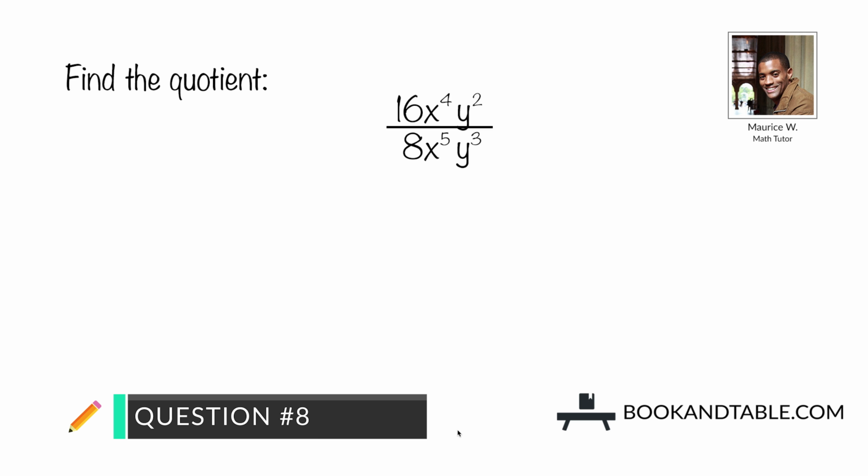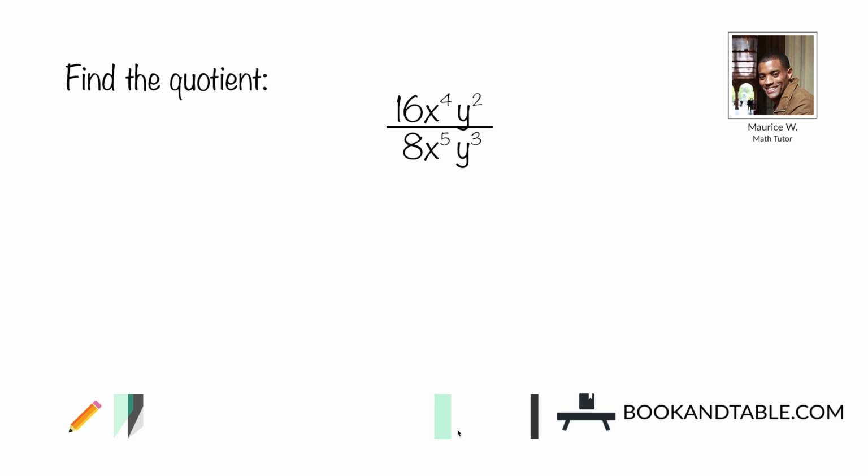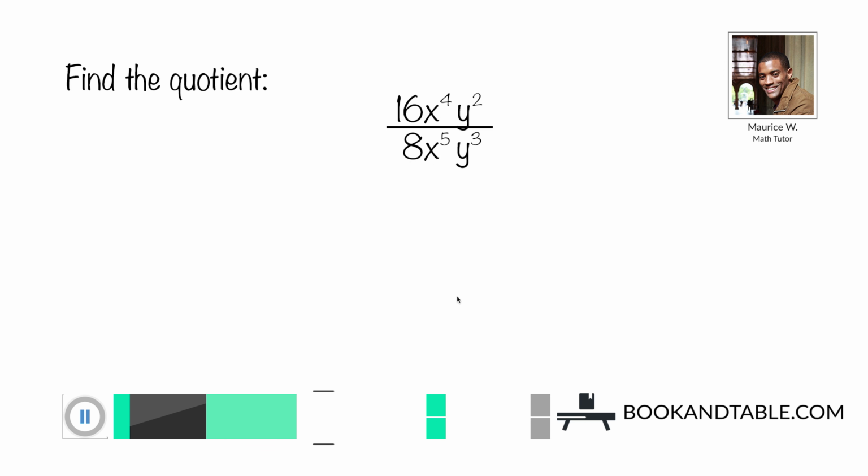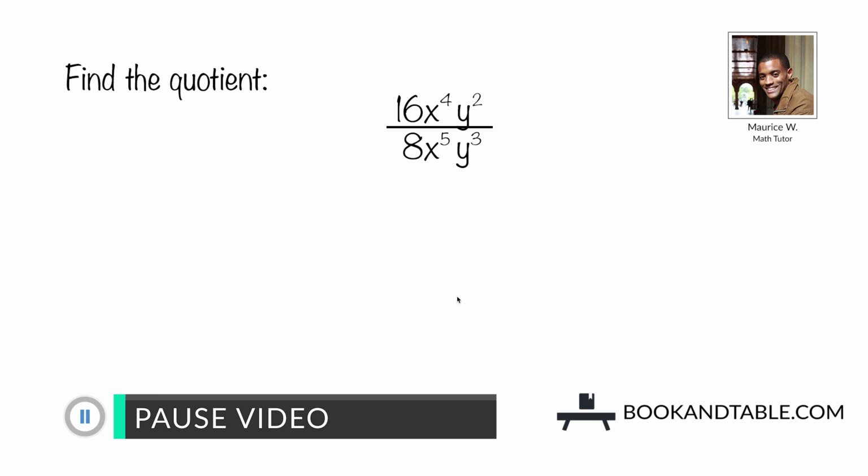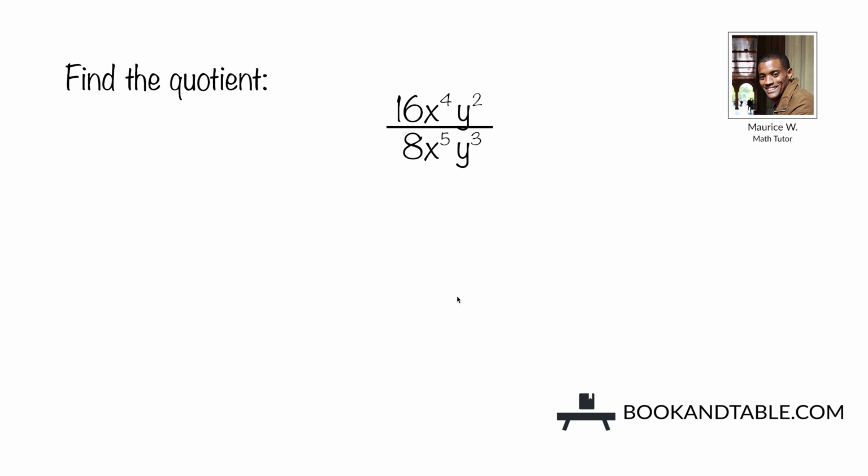Question number 8. Find the quotient. 16 x to the 4th y squared divided by 8 x to the 5th y to the 3rd. Pause the video, answer this question, and then press play when you are ready to begin.